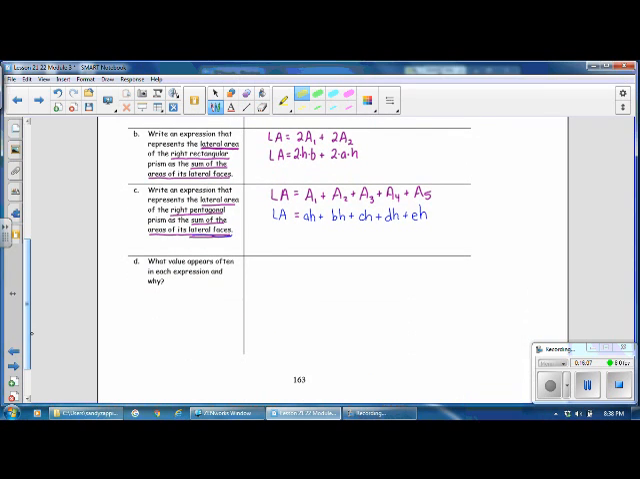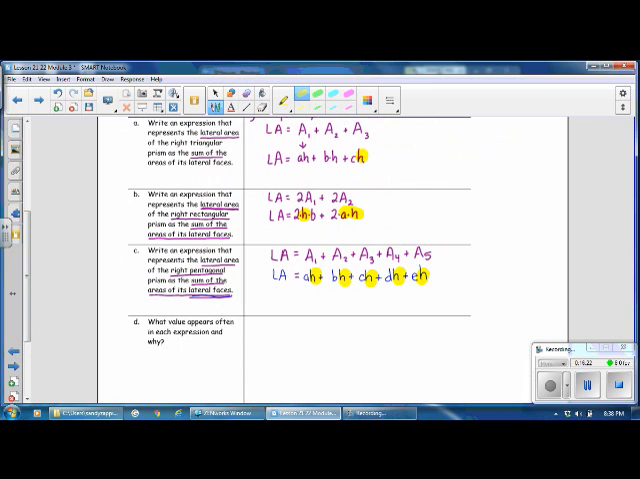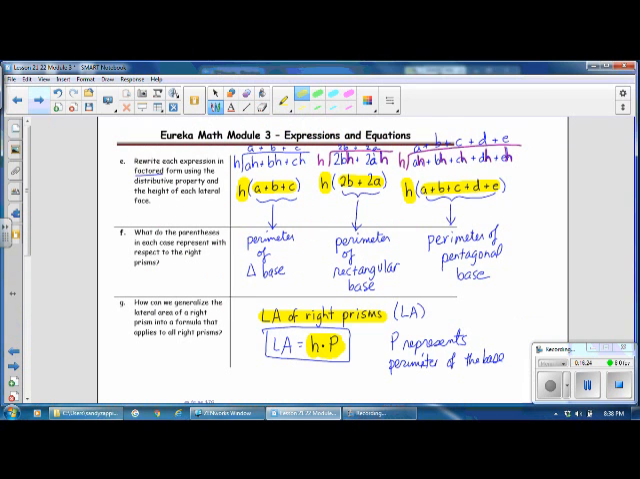Let's go ahead and answer this last question here on the previous page, 163. What value appears often in each expression and why? So the value that appeared often was the value of h. And so that's why we factored out the h.